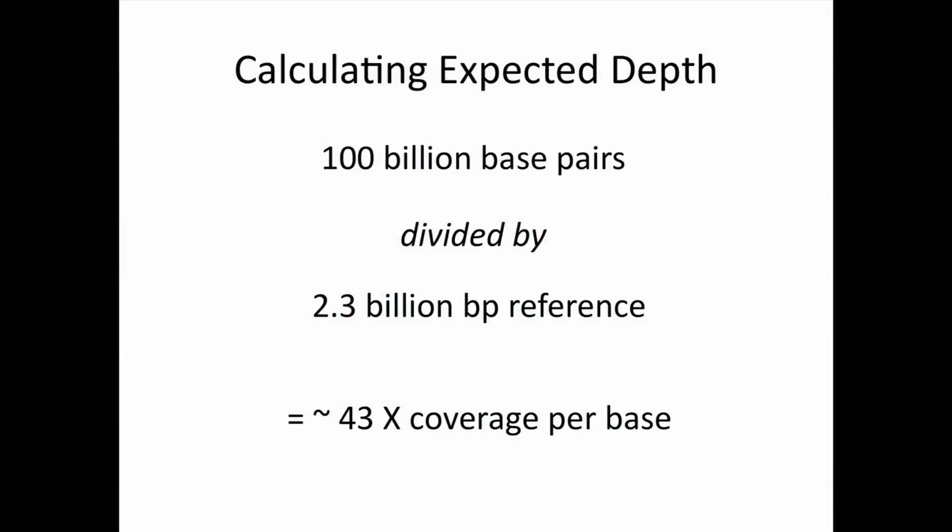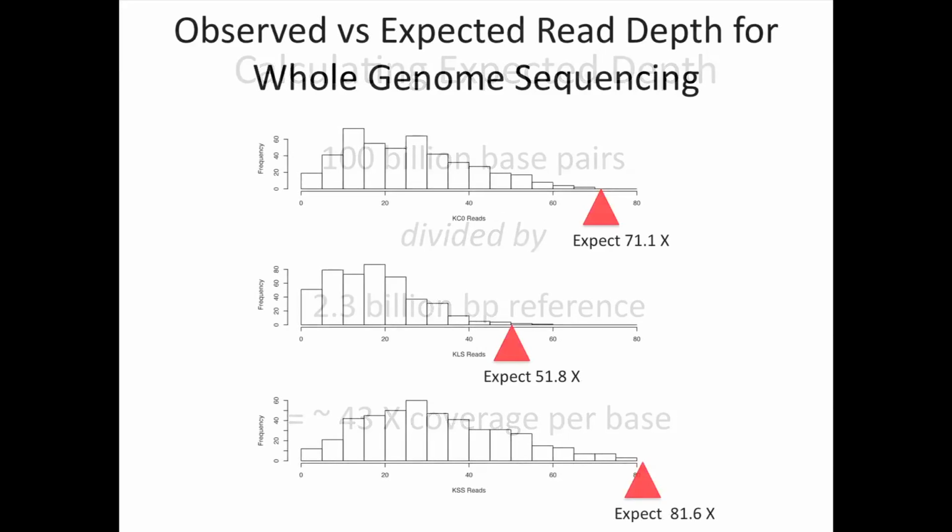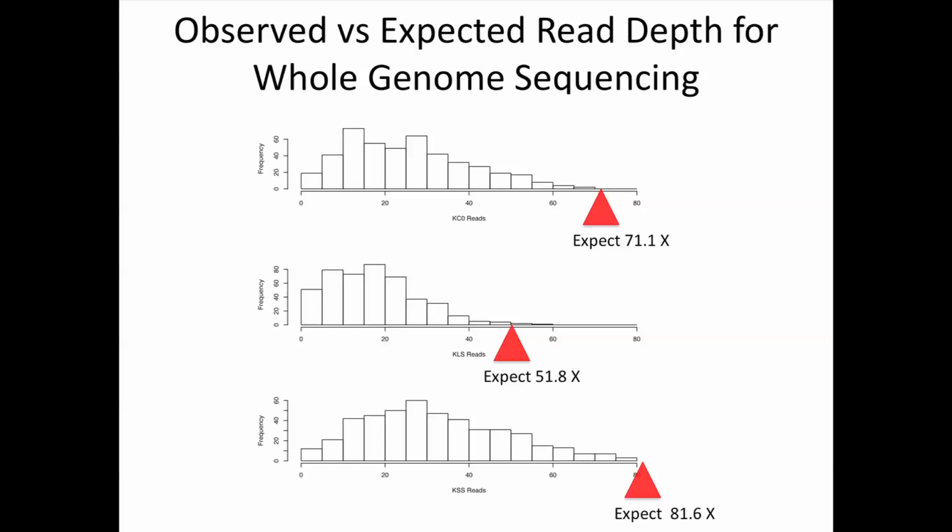So just in our simple calculation, we'd say the number of base pairs we generated, 100 billion base pairs, divide that by the size of the reference genome, 2.5 billion base pairs, we'd get somewhere around 43x coverage. But when we looked at the empirical distribution, it was substantially less than that. The median coverage was more in the area of 20 to 25x, depending on the copy number.